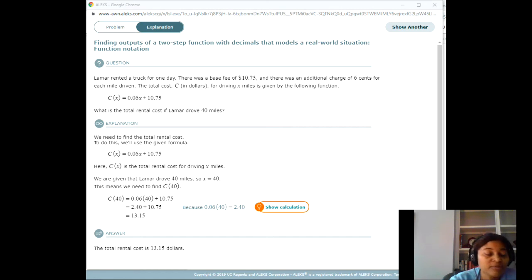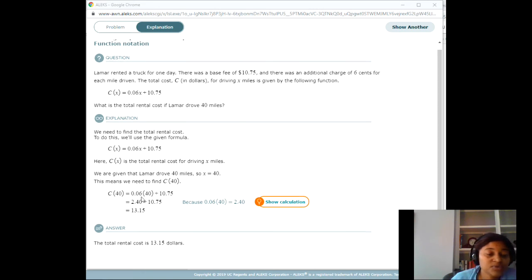So they wrote down how you work it out. You can just go down here if you can see it, 0.06, and they replaced that X with 40, plus $10.75. So when they multiplied 6 cents times 40, it came up to $2.40 plus $10.75, which was the base price, and it came up to $13.15 for the total price.